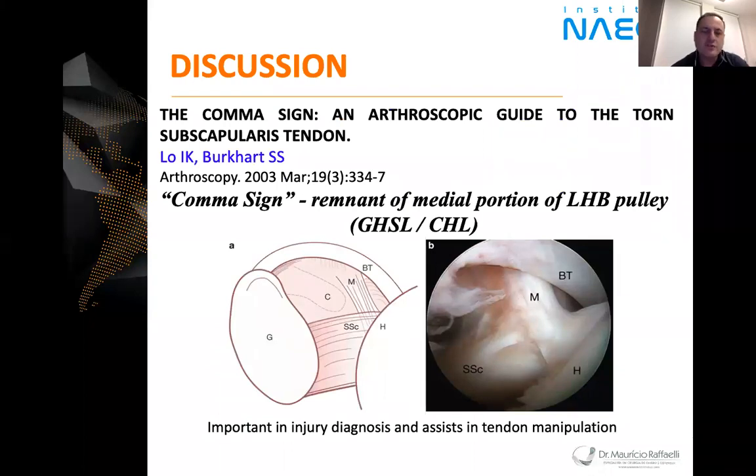In 2003, Dr. Burkhart presented the comma sign, which is a highly resistant structure that assists in the diagnosis of the subscapularis lesion and aids in tendon manipulation. This comma sign is formed in the medial part of the joint, at the junction of the superior glenohumeral and coracohumeral ligaments.